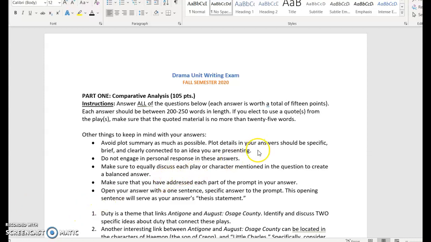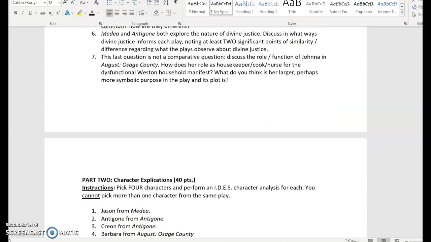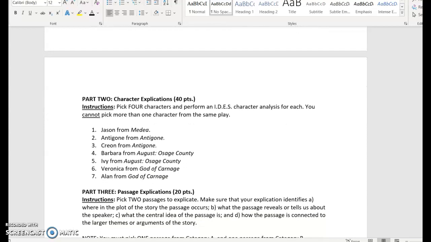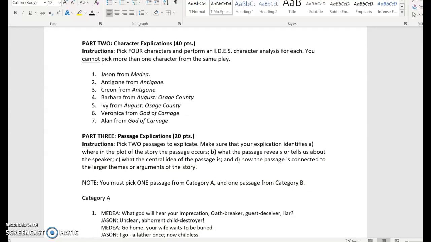For parts 2 and 3, we're going to be talking about something that's rather familiar, but I do want to spend just another minute or so talking to you about parts 2 and 3. This is where, if you remember a moment ago, I talked about the importance of paying attention to the instructions in each of these two parts. Part 2, you're going to be doing those character explications, the IDES character analysis. Note the following, that you cannot pick more than one character from the same play. So be very aware of those particular restrictions to how you approach part 2.